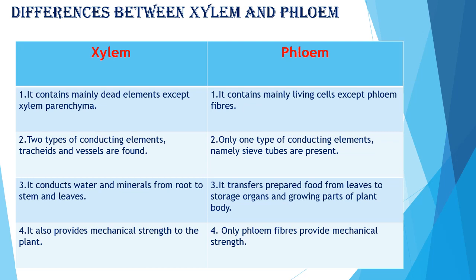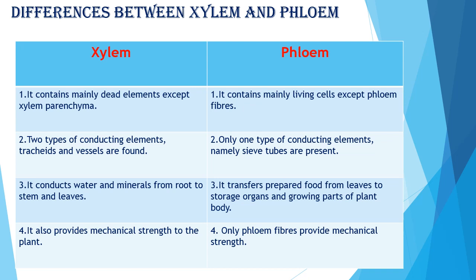Two types of conducting elements, tracheids and vessels, are found in xylem, but only one type of conducting element, namely sieve tubes, is present in phloem. Xylem conducts water and minerals from root to stem and leaves, and phloem transfers prepared food from leaves to storage organs and growing parts of the plant body.